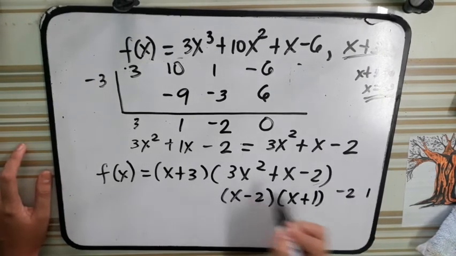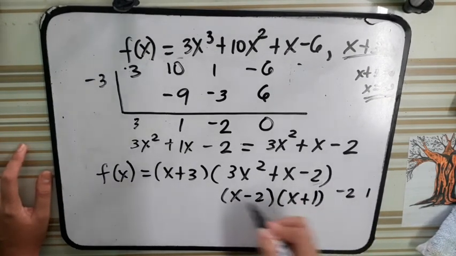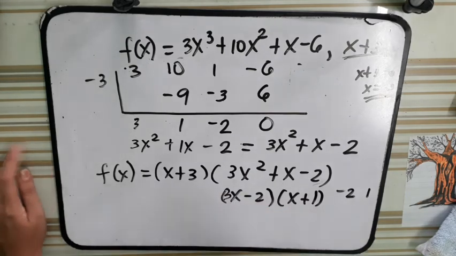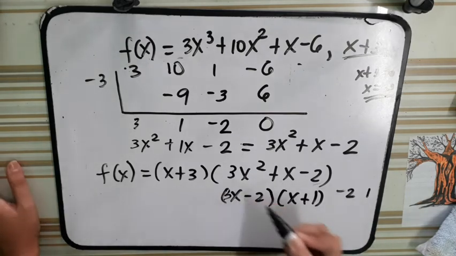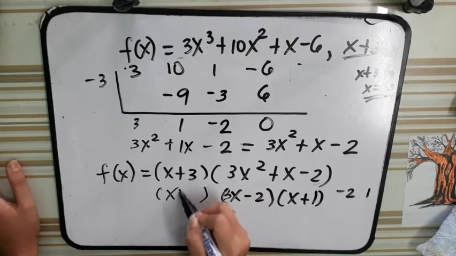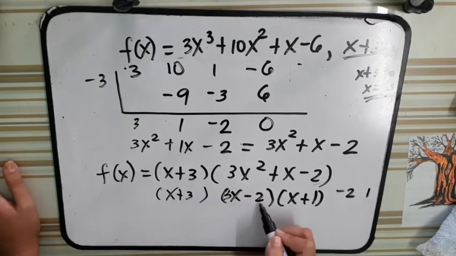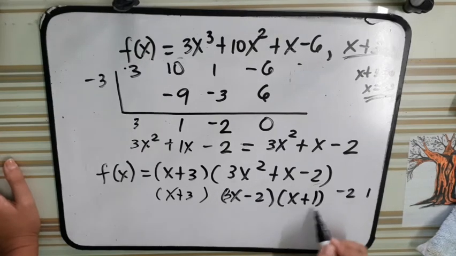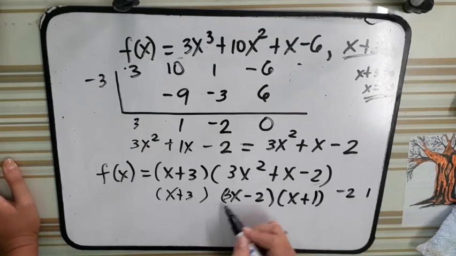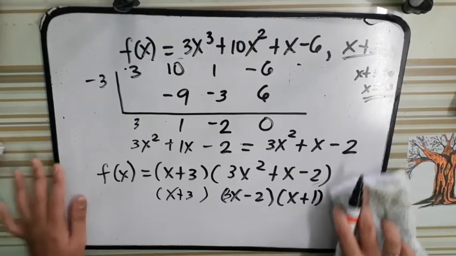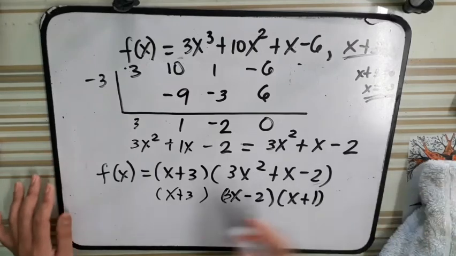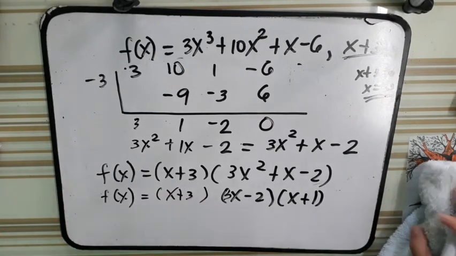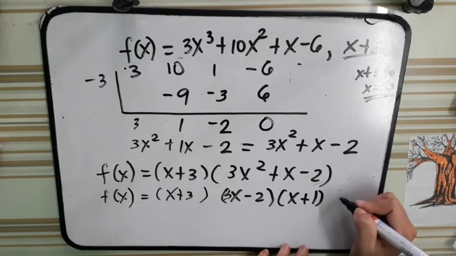But since we have a 3 here, we need to write 3 on the first part of our factor. So we have here x plus 3, 3x minus 2 times x plus 1. If you want to check it, you may perform the FOIL method. So after getting the factors, we are now ready to find the zeros of the function. So these are the factors.